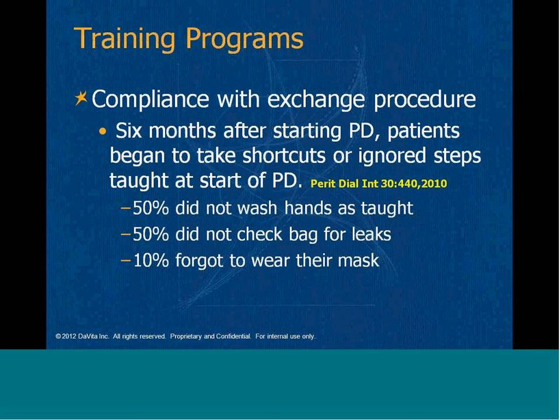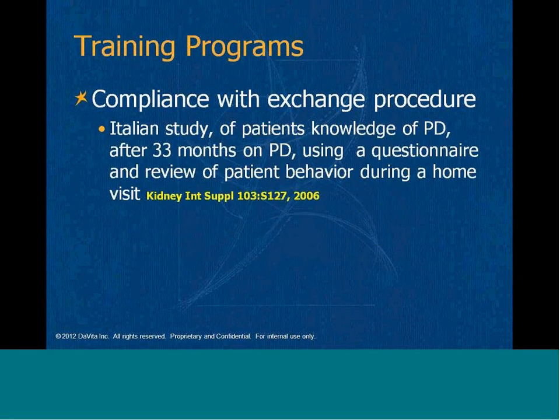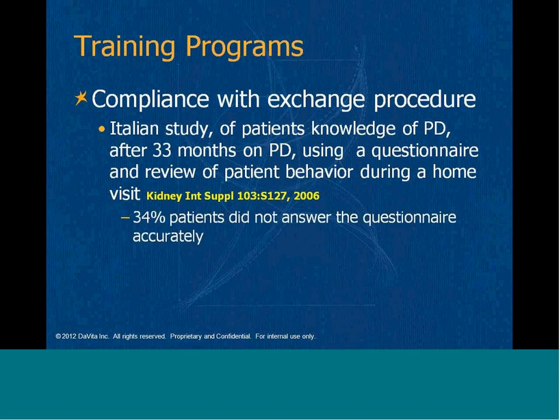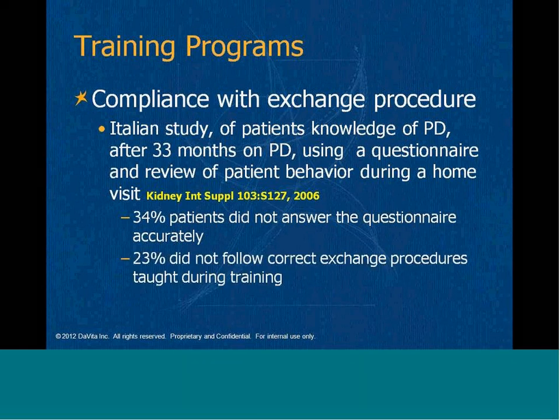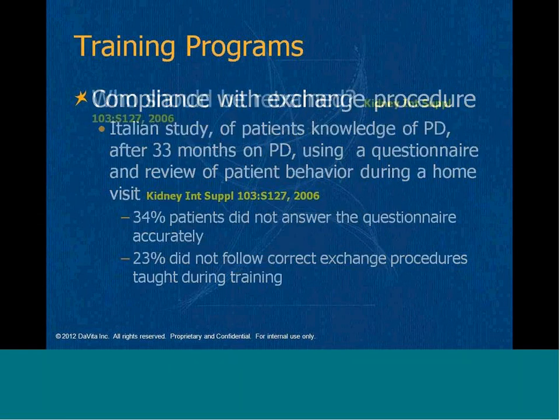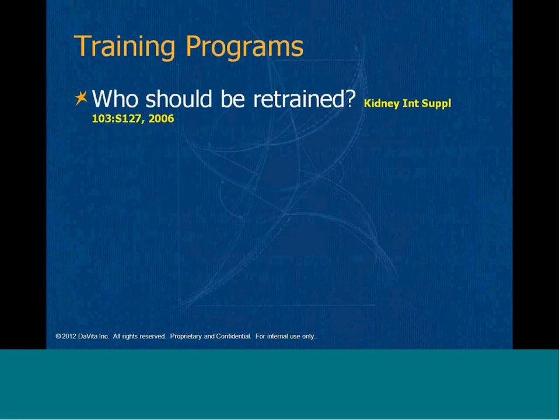In an Italian study, patients who had been on PD for 33 months, the investigators used a questionnaire to review patient behavior during a home visit. And the findings were that 34% of the patients did not answer the questionnaire accurately, as they were supposed to do. 23% did not follow correct exchange procedures taught during the training. So you always ask the question, am I retraining patients, and do they really understand what they should do? And the next question, of course, is who should be retrained?